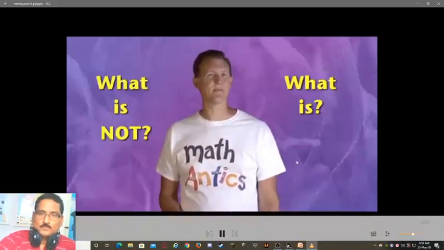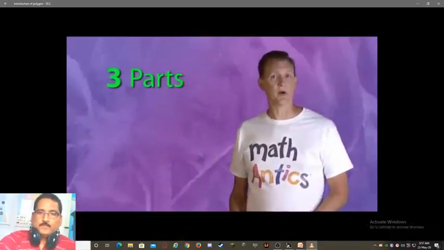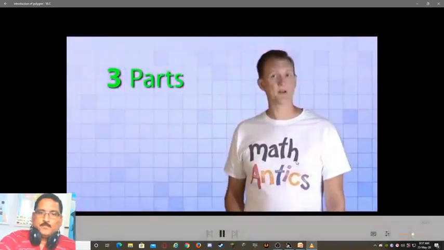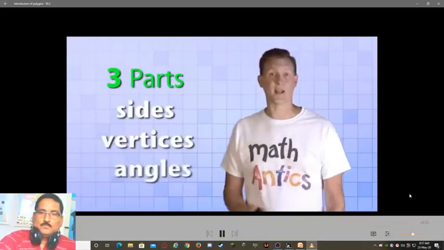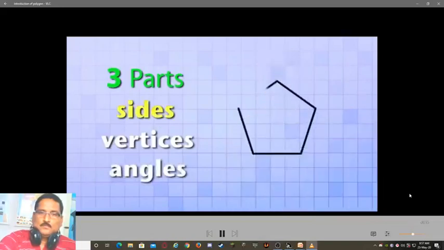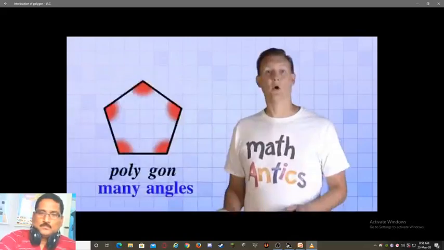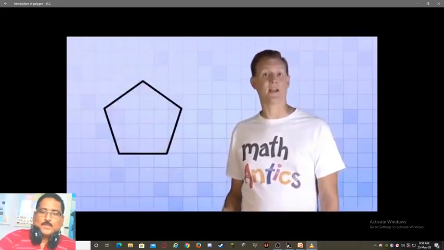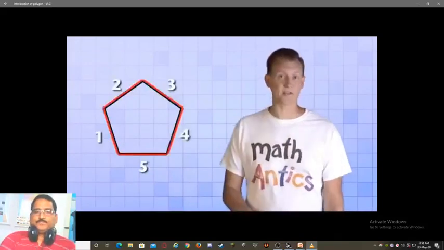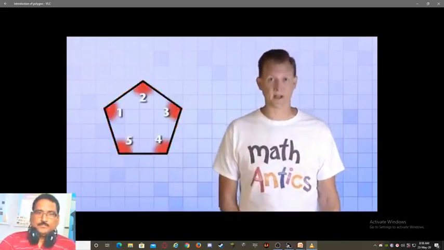We need to learn about the specific properties that all polygons have in common. First, we need to know the three parts that make up all polygons: sides, vertices, and angles. The sides are just the straight line segments that make up a polygon. The vertices are the points where the sides intersect. And the angles are formed by the intersecting lines. In Greek, the word polygon literally means many angles. So all polygons have sides, vertices, and angles. This polygon here has 5 sides, 5 vertices, and it forms 5 angles.